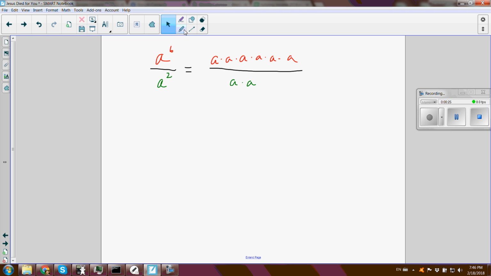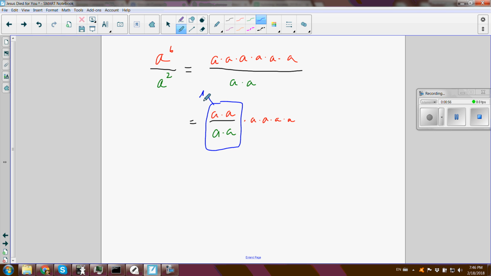Well, this can be separated out into a times a over a times a, and then that gets multiplied by a times a times a times a. These two first a's get divided by these two a's, and the rest of them are left. Well, what's a times a over a times a? What's anything divided by itself? This just equals 1. Anything divided by itself is 1.